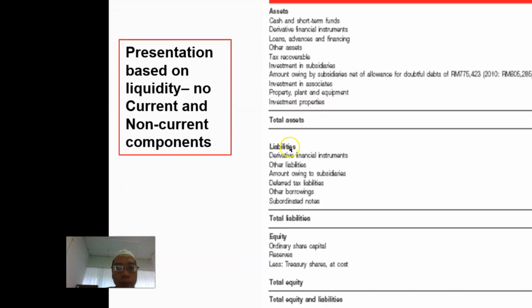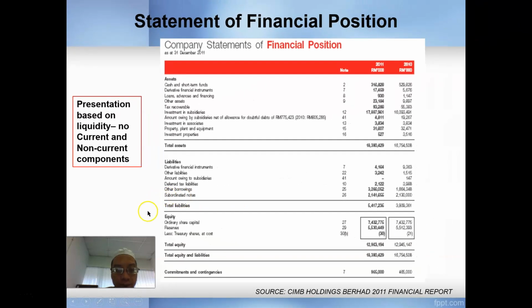And if you see the liabilities, those which are the most liquid is the derivative financial instruments, and those that are less liquid are at the bottom, such as the subordinated notes.